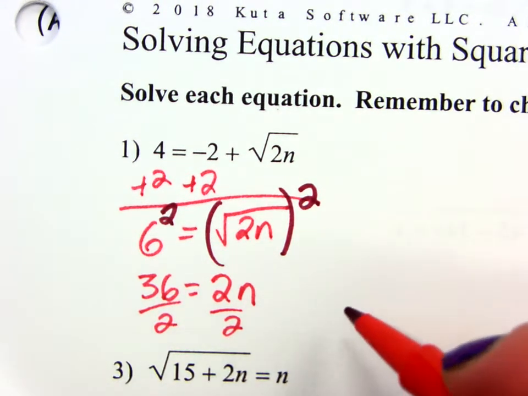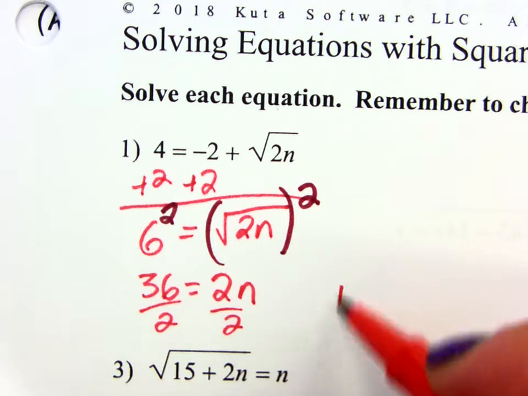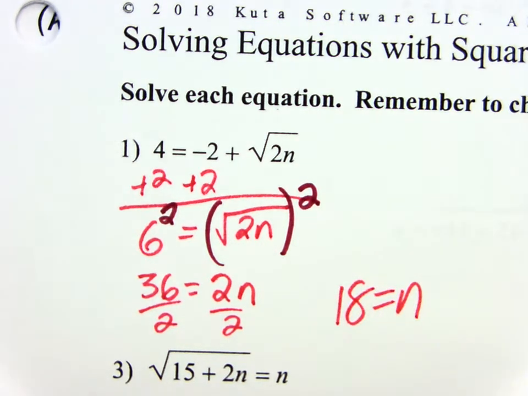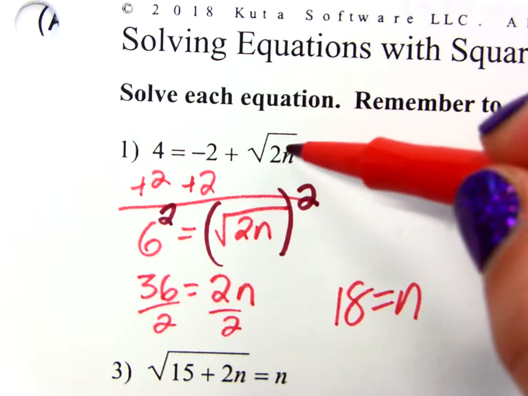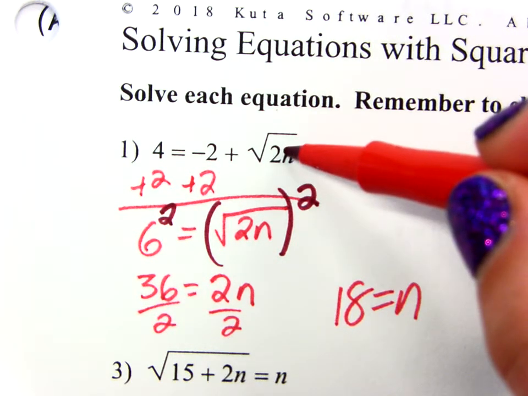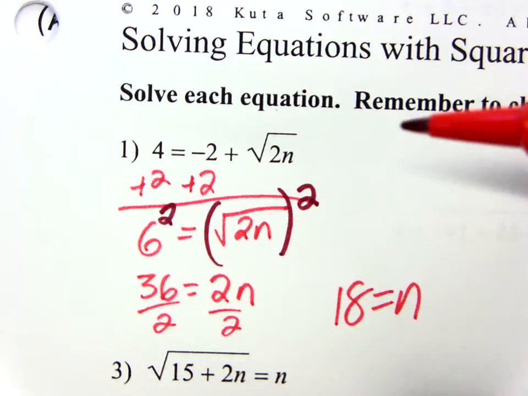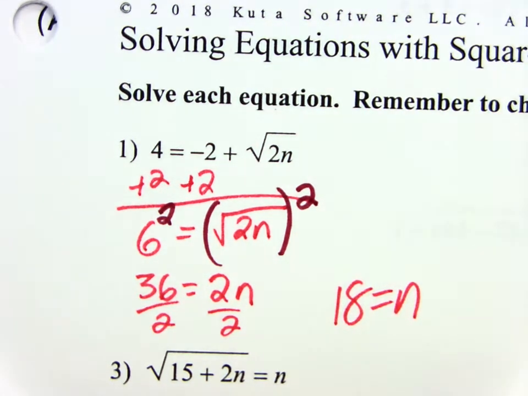So, looks like I'm getting 18 for n. Now, we do want to check for an extraneous solution. So if I just pop 18 back in, 2 times 18 is 36. The square root of 36 is 6. Is 6 plus -2 equal to 4? It is. So I don't have to worry there.